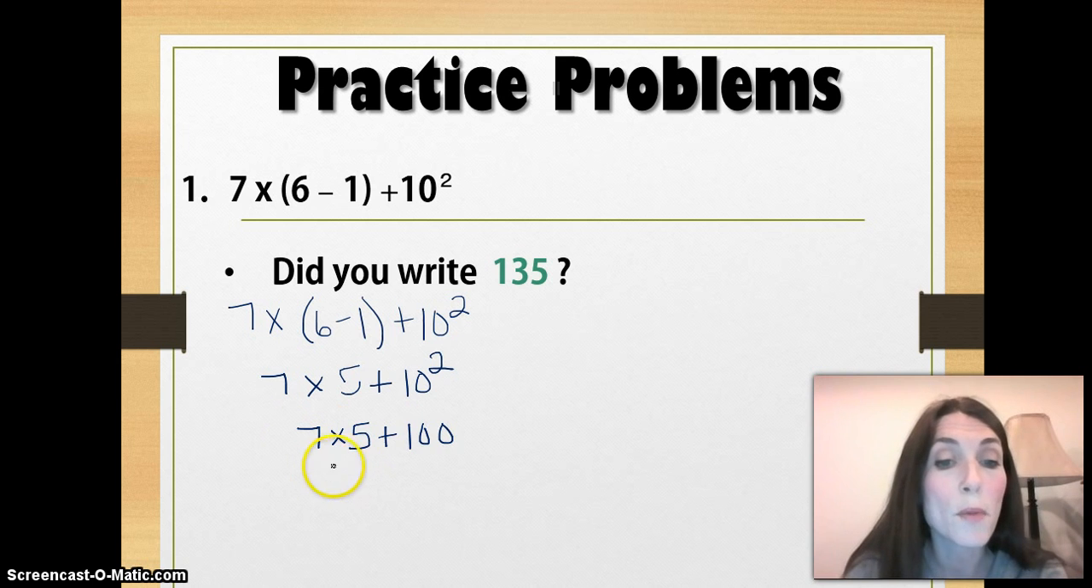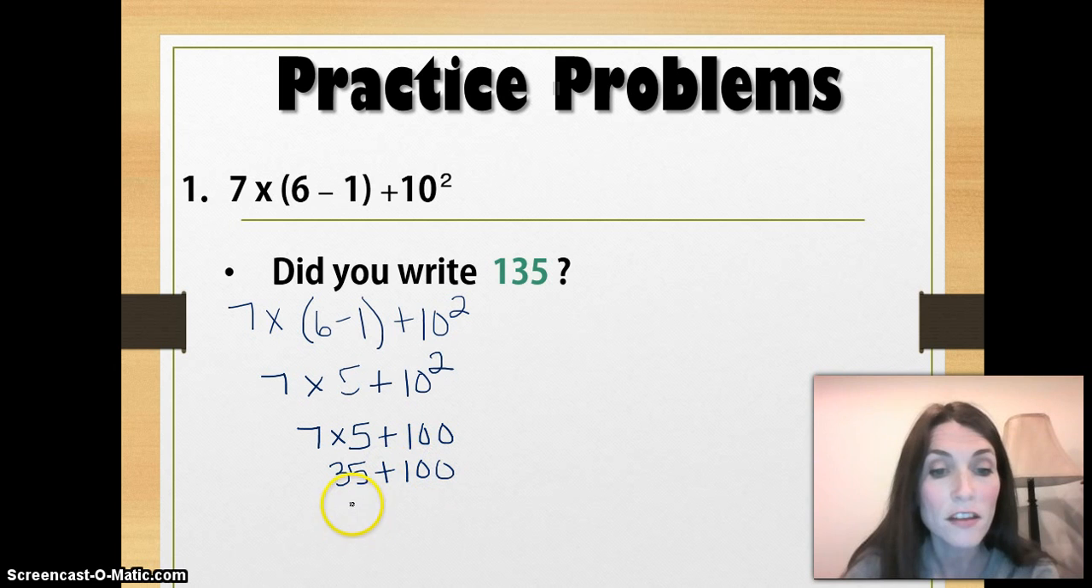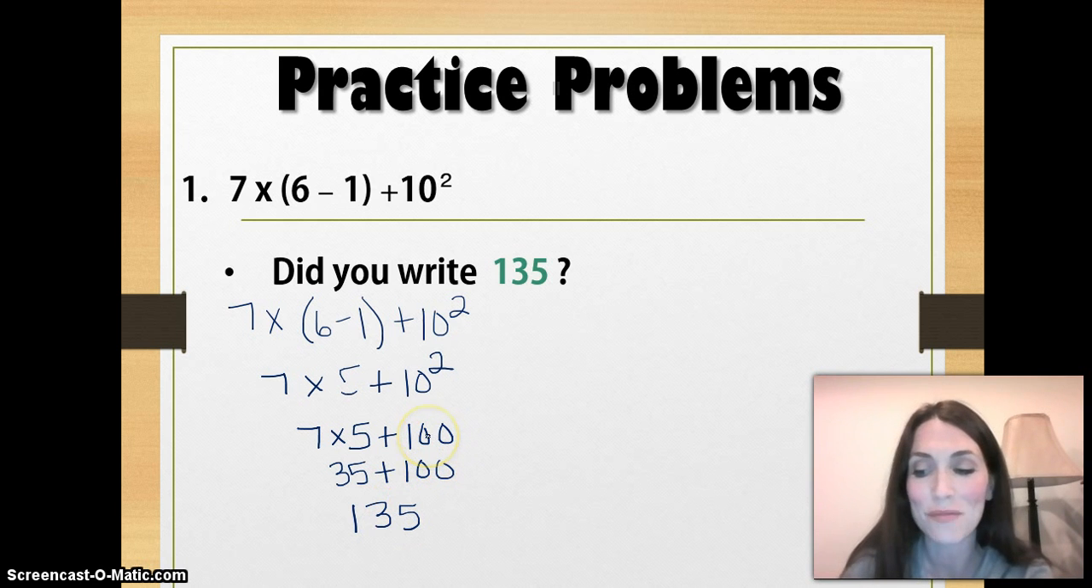Now I need to look for multiplication or division in this problem. So I would look at 7 times 5 is 35 plus 100. So my final answer would be 135. Kind of fun, isn't it? Let's go ahead and take a look at our second practice problem.